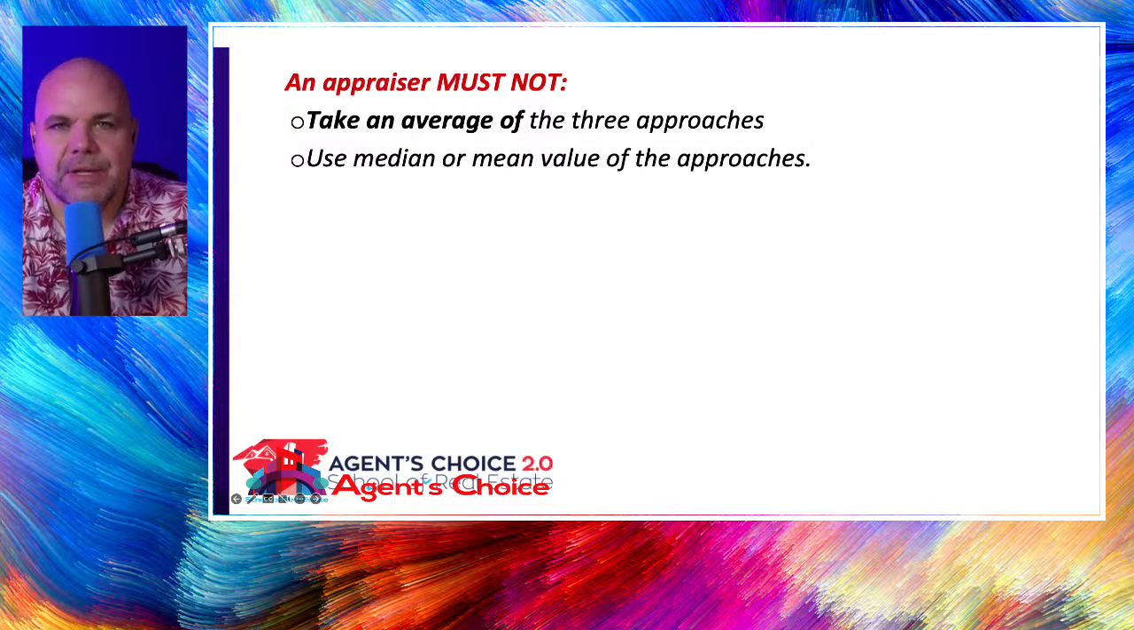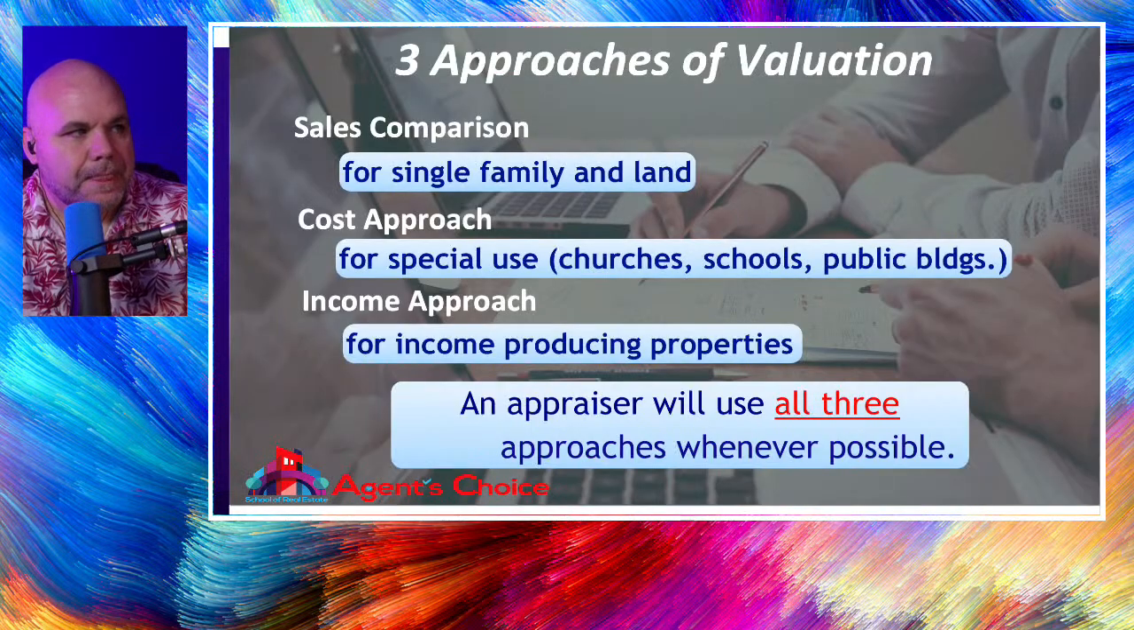An appraiser should not do this. This is a testable, very testable thing. An appraiser should never take the average of those 3 methods. They figure out, let's just say, that using the sales comparison approach, they determine it's worth $200,000. Using the cost approach, they determine it's worth $230,000. And using the income approach, it's worth $220,000. They should not average those 3.